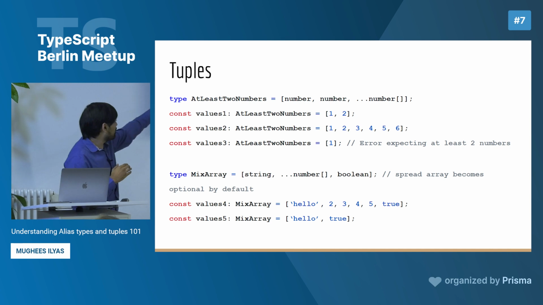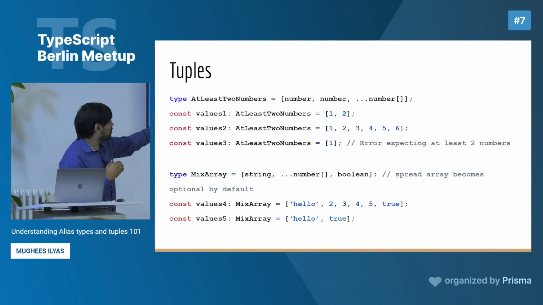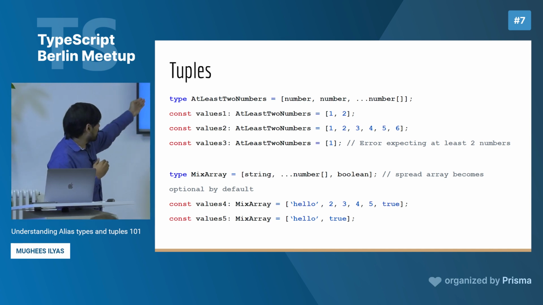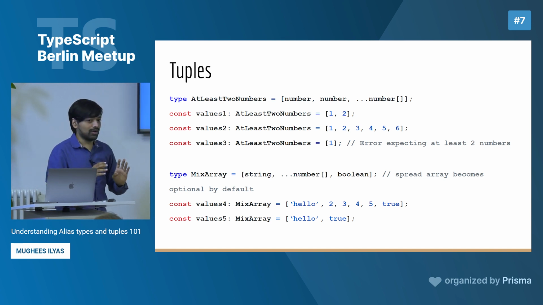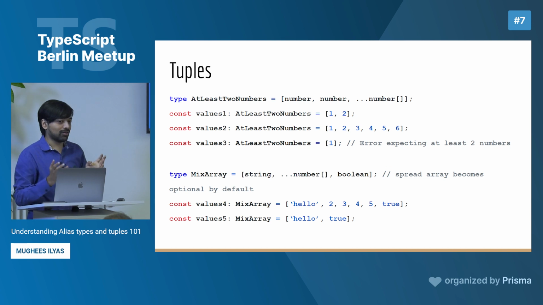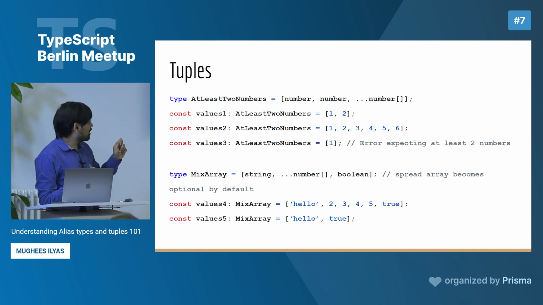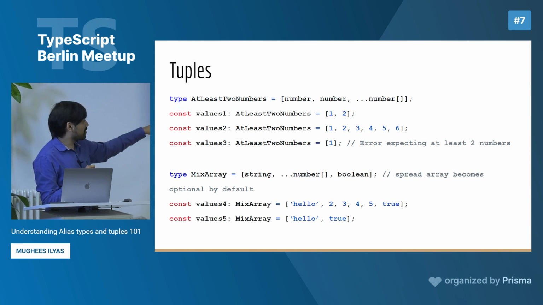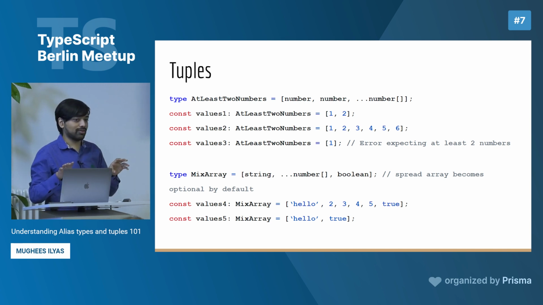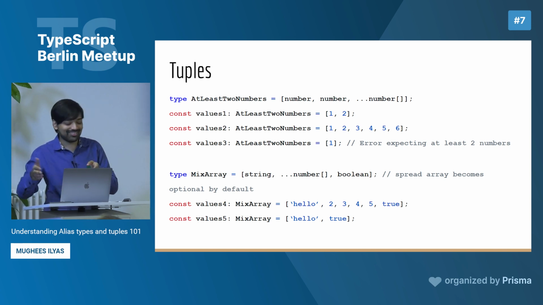So here when we have a string, a spread operator of number array and Boolean, we can define something like hello 2 3 4 5 true, or we can say hello true. In either case, it works. It will not throw an error. The other thing with the spread operator is that you cannot have 2 spread operators, because then TypeScript will get confused about where one spread operator ends and the other starts.